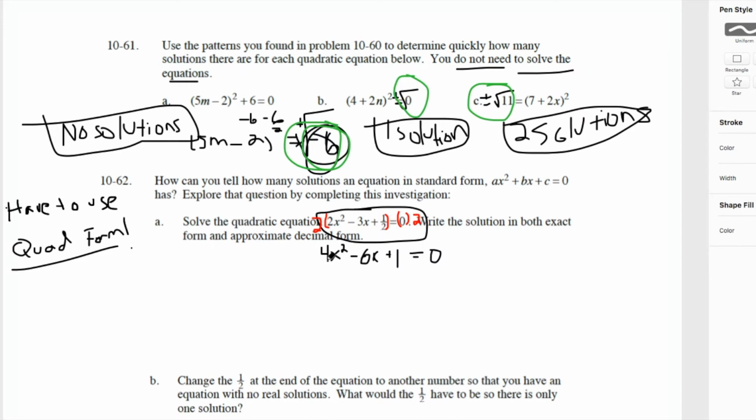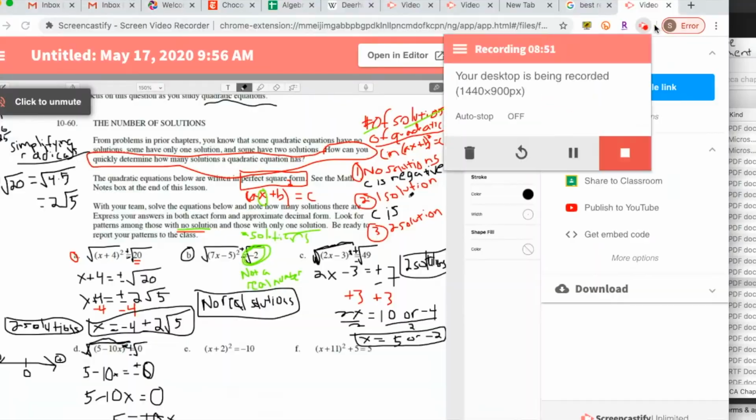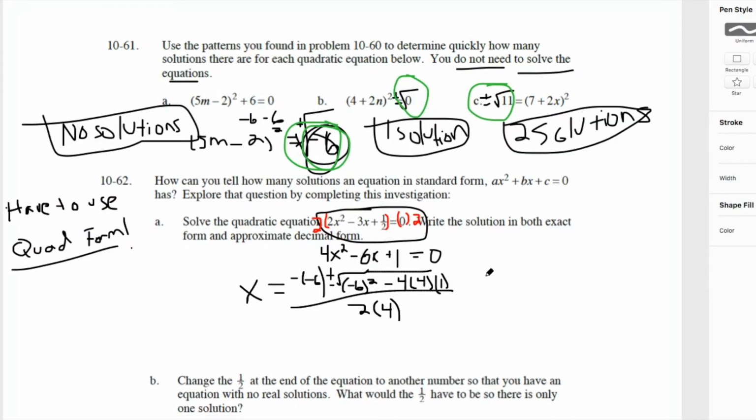Yes. We're in the form ax squared plus bx plus c equals 0. So that means x equals negative b, so negative 6, plus or minus the square root of b squared, negative 6 squared, minus 4ac, all over 2a. All right, let's get this solution here. So let's start simplifying it down. I'll go to the right here.